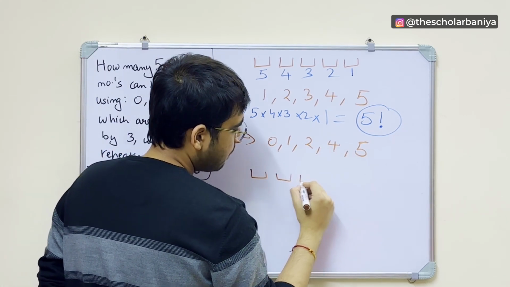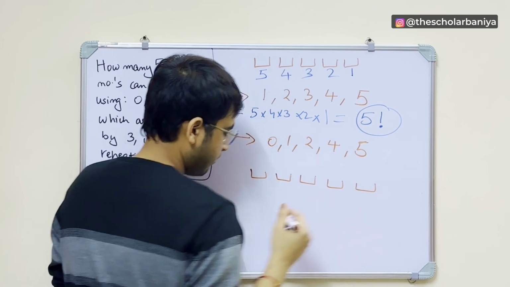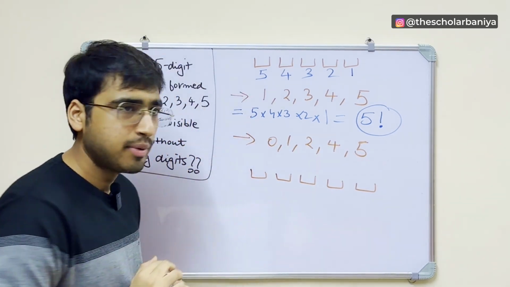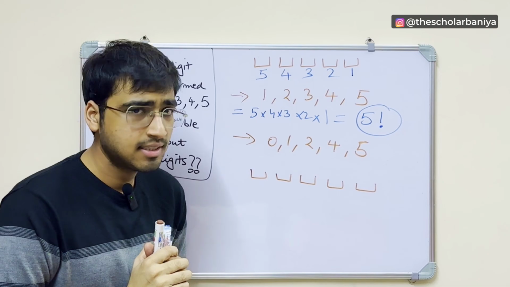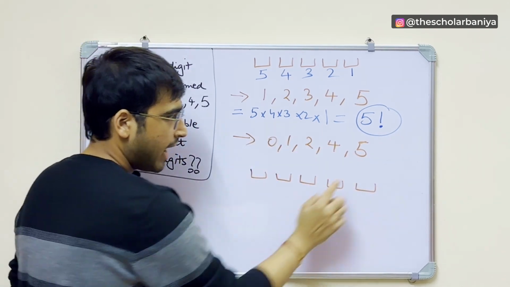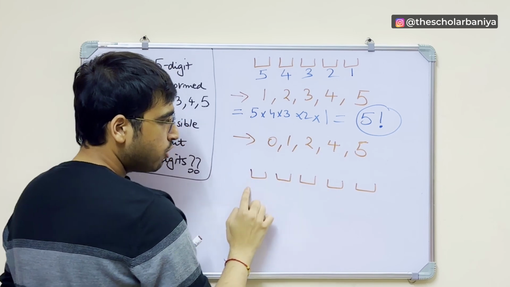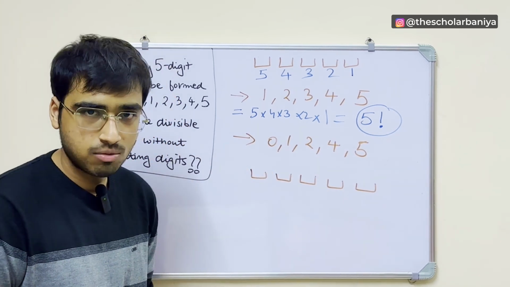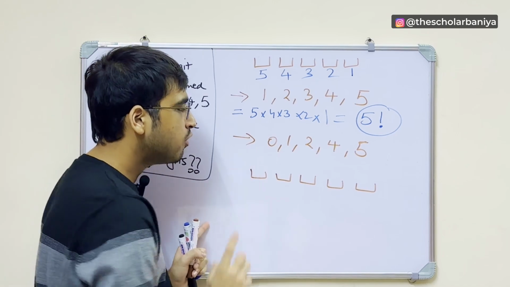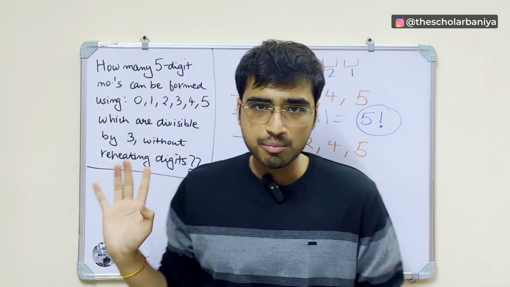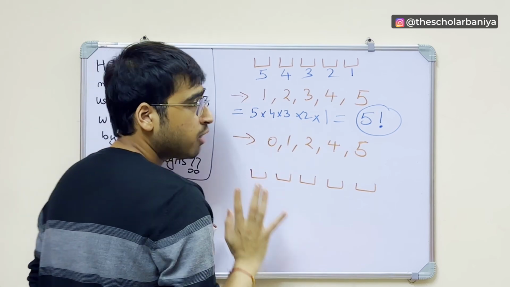1, 2, 3, 4, 5. Now tell me one thing. Over here in the first place, how many possible cases are there? How many possible options are there? I can fill 5, I can fill 4, I can fill 2, I can fill 1, but I cannot fill 0, right? Because if I put 0 over here, it will become a 4-digit number, but we want a 5-digit number, so obviously 0 cannot be put.